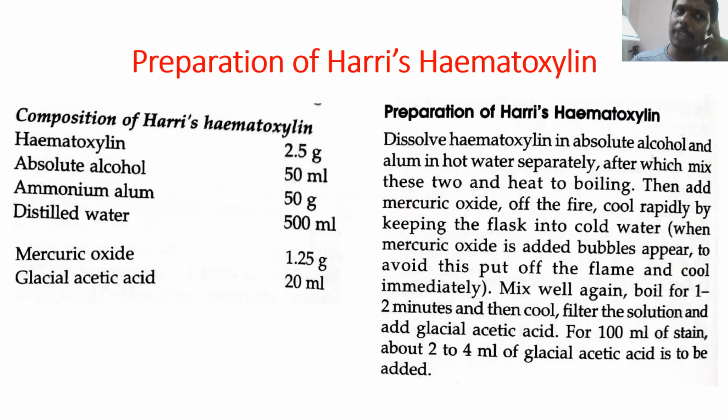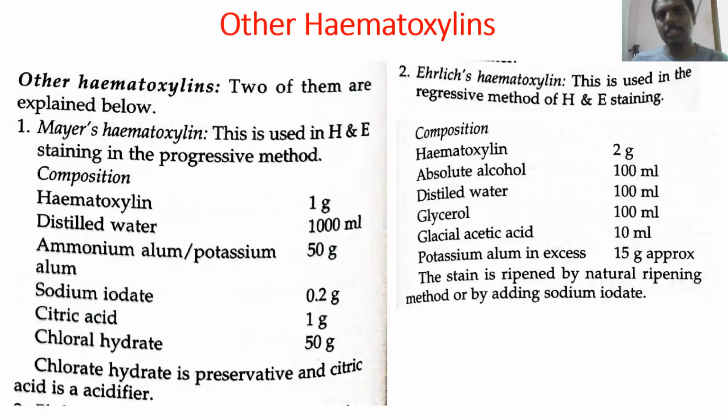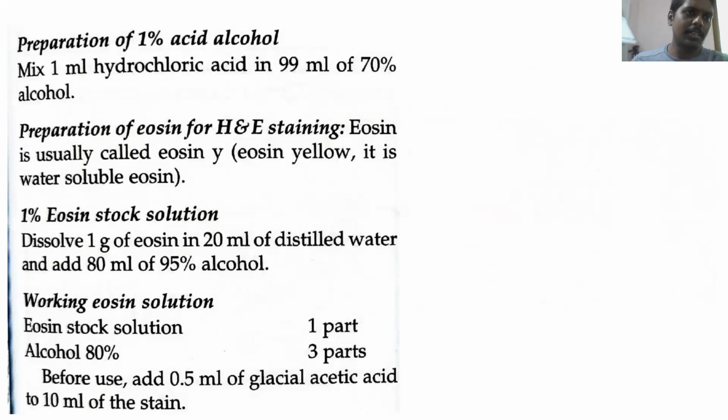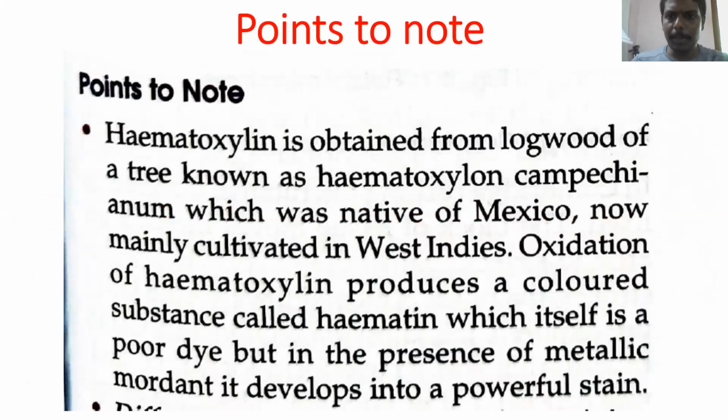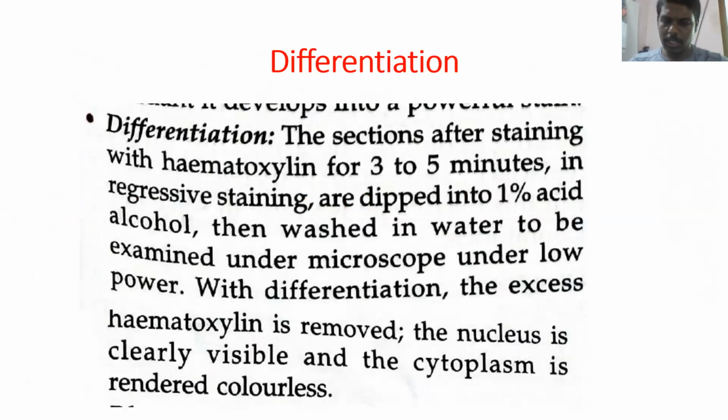We have different types of reagents, such as Harris hematoxylin, and different types of hematoxylins can be used, right? Then I have given short notes regarding preparation of acid alcohol, preparation of H and E staining, and preparation of eosin here. Then points to be remembered: we obtain this hematoxylin from a tree, and the original powder of the hematoxylin does not have any staining properties. So we need to ripen the stain, which I will discuss later.